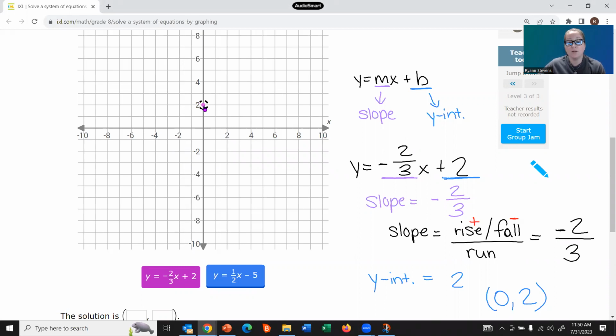My next point is determined by the slope of the line. So I've got a -2/3. So I'm going to be falling 2 places and then running 3 places. You always run to the right. You always want to make sure that you go to the right, and that's going to show you that this line is negative as well.